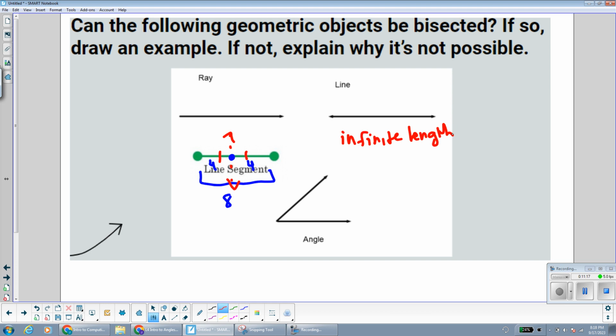Using that same idea, we can't bisect a ray either. Even though a ray does have an endpoint on one end, it has an arrow on the other end, so it does extend infinitely in one direction. Since it's going forever in one direction, our ray does also have infinite length, so we can't find that midpoint. We can't find the point to bisect it at so that it's split equally in half.